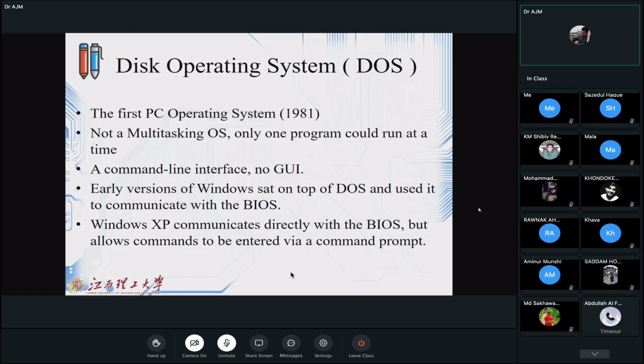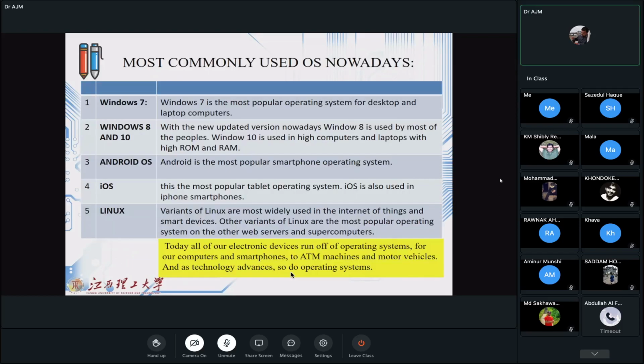And suppose Windows XP communicates directly with the BIOS, but allows commands to be entered via the command prompt, something that we have in Windows 10. But exactly that was the first interaction.